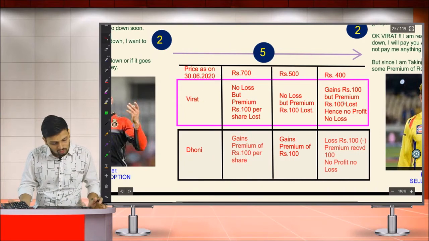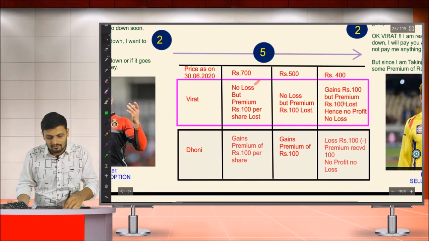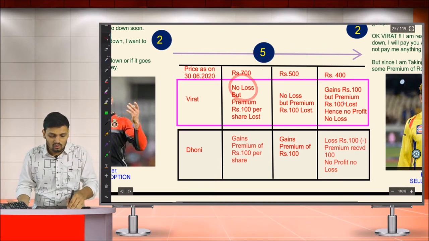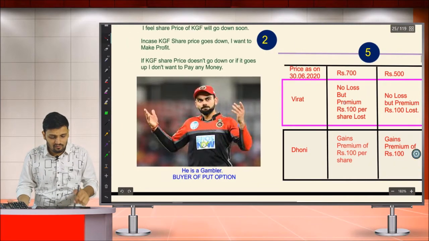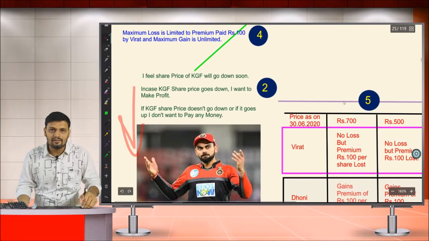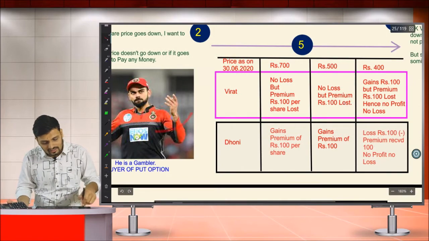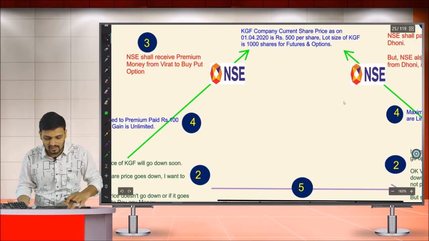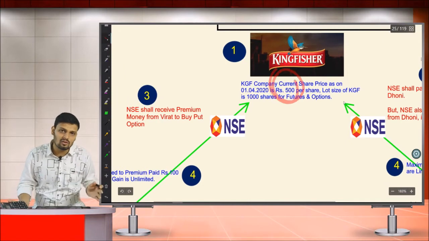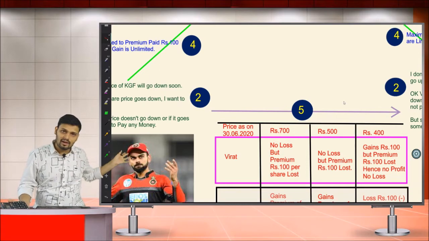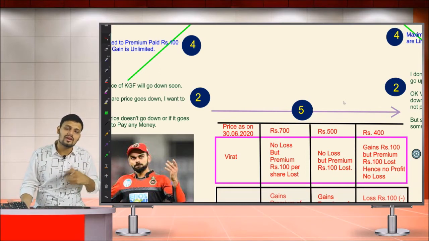Price as on 30th of June 2020. If it is going to 700, if it is going to 500, if it is going to 400, no loss, but the premium of 100 rupees per share is lost. If the share price is going to 700, no loss for him. Because see what he told, I want to get money if the share price decreases, and I will not pay any money if the share price increases. Here the share price increased, but he will not exercise. Why will he go and sell it at 500 rupees? Why will Virat Kohli go and sell it at 500 rupees to Dhoni when the market price is 700? He can sell in the market at 700.